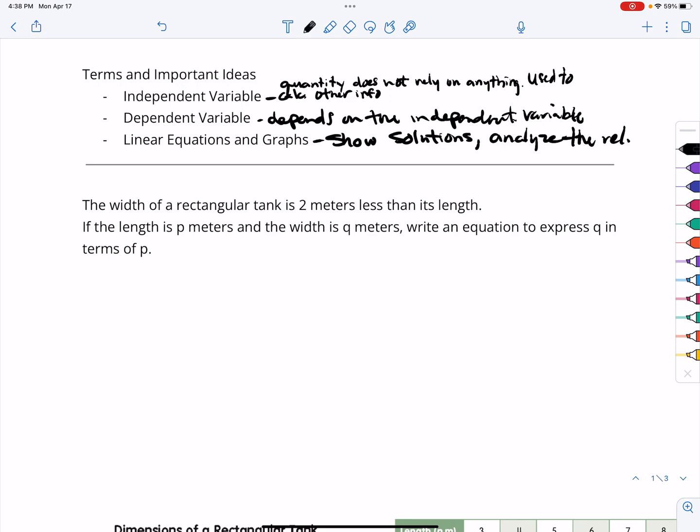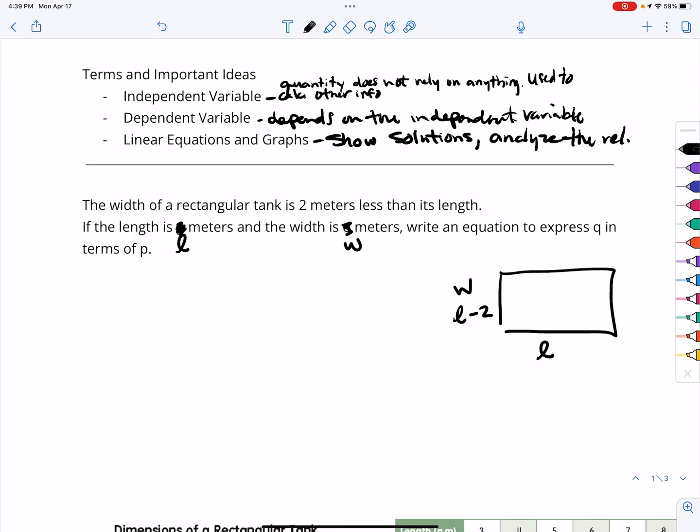So the width of a rectangular tank is 2 meters less than its length. If we have a tank here like this, here's the length, and the width on this side is going to be 2 meters less than its length, or the length minus 2. I'm going to call the length L, and the width W.